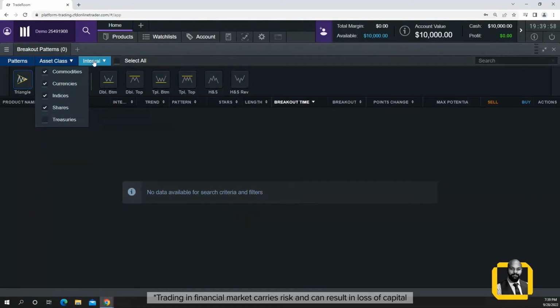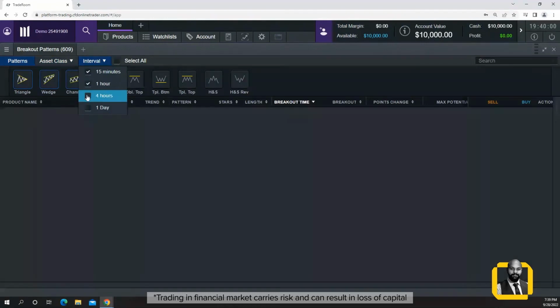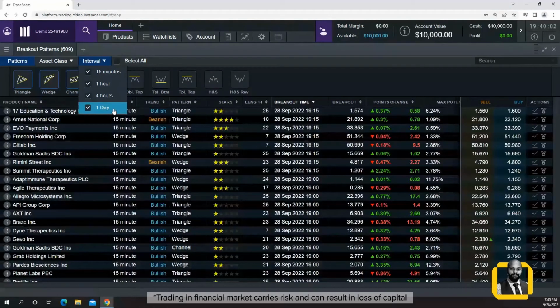Let's select some of the products, and I will also select the time frame. If you remember what I said about the time frame, if you're looking at a 15-minute time frame, that means you're expecting the move to happen probably in the next 30 to 60 minutes. If you're looking at an hourly chart, you're expecting your returns or the move to happen in the next probably 1 hour to even 4 hours.